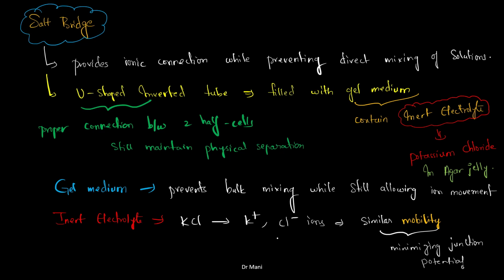Is that clear? So remember here the U-shaped tube will act like a physical barrier. How? There will be no direct contact between these two electrolytes, between these two solutions, but it will still allow the movement of the ions. So what is this minimizing junction potential? First of all, what is this junction potential?